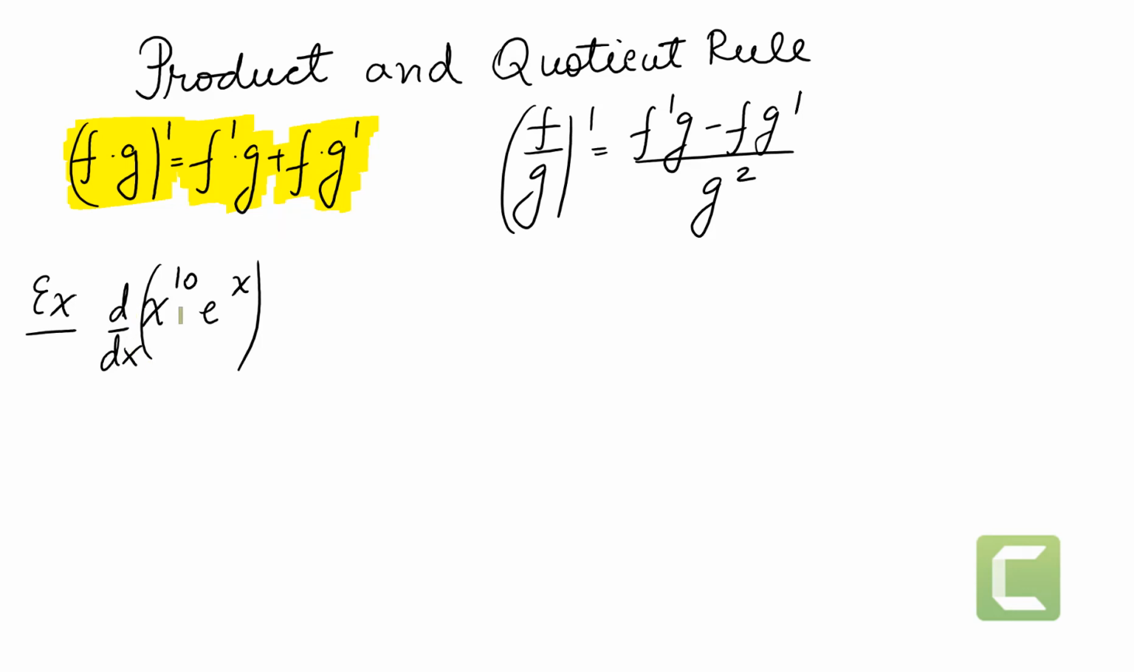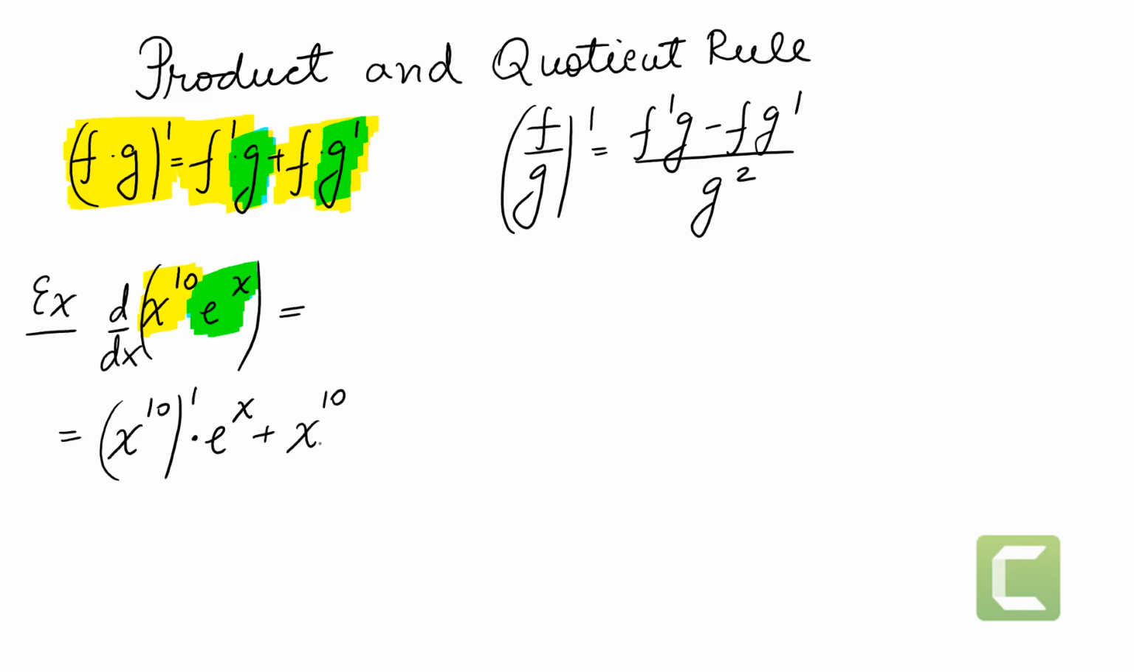Let's find the derivative of x to the 10 times e to the x. So in our case, our f is x to the 10, and our g is e to the x. Maybe I should graph it with green. So the formula says, take this function, x to the 10, and differentiate it, that's my f prime, times, copy the second one, don't do anything to it, plus, now copy the first function, the yellow one, without making any changes to it, times, and differentiate the second one.